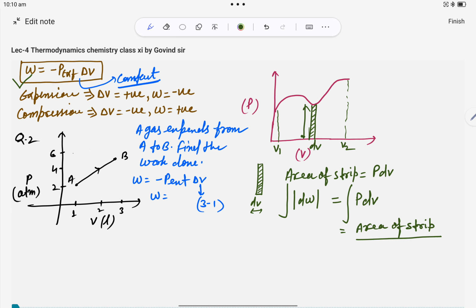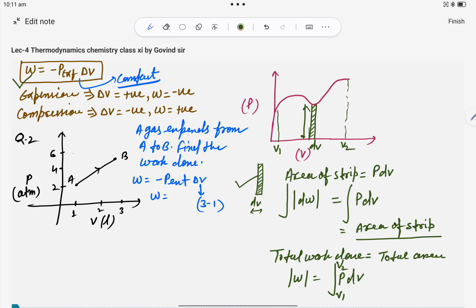Find out total work done, which is equal to total area. See, for a small strip, this is the work done. Work done is equal to the area of the strip. So if you want to find total work done, find the total area. So W is equal to integration P dV from V1 to V2. That formula we have to use when variable pressure is given.